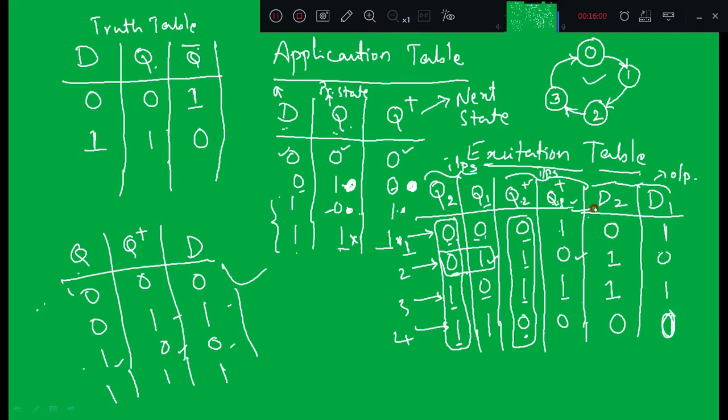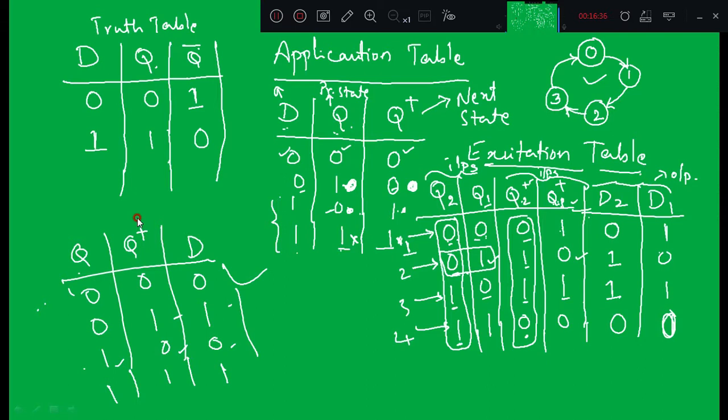So now I have to write the K map for D2 and D1, and the inputs will be Q2 and Q1, right? So we need to draw two K maps to get the equations for D2 and D1. So let me write the values for Q2 and Q1. It is the excitation table itself, but I am writing only part of the excitation table. So 0 0, 0 1, 1 0, 1 1. D2 is 0 1 1 0.